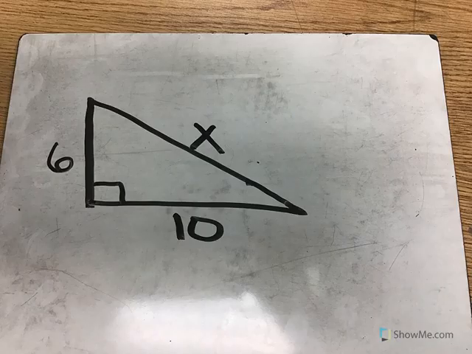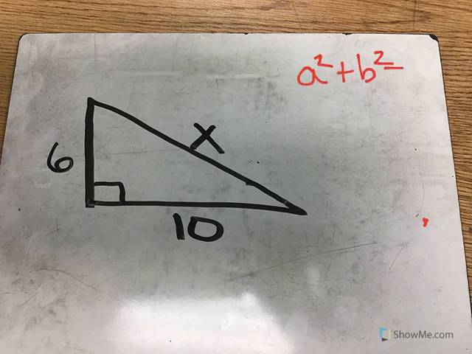So in this example, they're asking us to find x. How are we going to find that missing length? Well, thankfully, we have a right triangle, so we can use the Pythagorean Theorem. So what we're going to do is write down the formula, a squared plus b squared equals c squared. I'm going to plug in what I do know to solve for what I don't know.